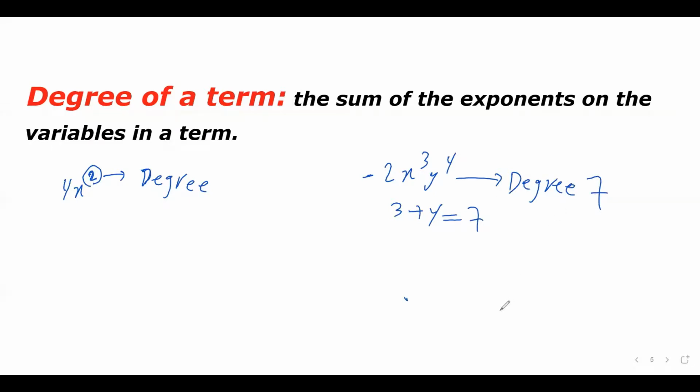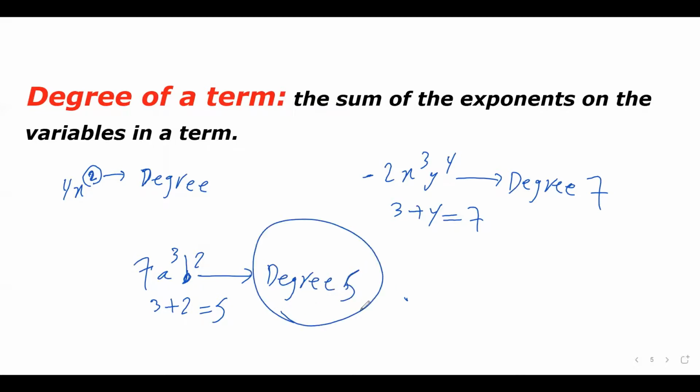Let's do another one. Let's say I have 7 a to the power of 3, b to the power of 2. This is a term. I want to know what is the degree of this term. All we need to do is add up the exponents of the variables in this term. I have these two variables. The exponent of this one is 3, the exponent of the other one is 2, so we can add them up. 3 plus 2 is 5. So the degree of this term is 5.